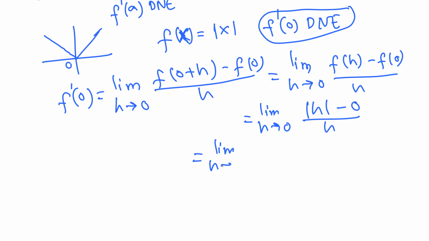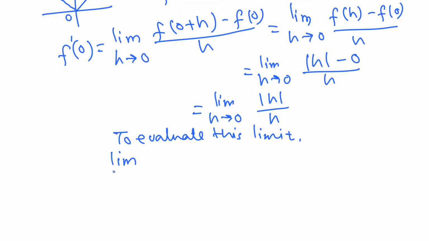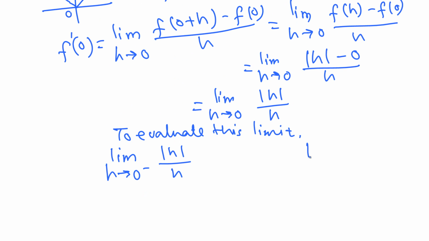Now let's find this limit: absolute h over h. And we know that whenever absolute value is involved, to evaluate this limit we have to take one-sided limits. So we find the limit when h goes to 0 from the left of this fraction, and let me write here the limit of the same thing when h goes to 0 from the right side.